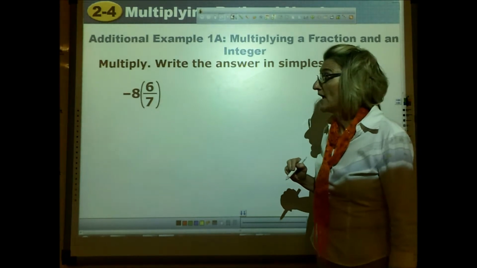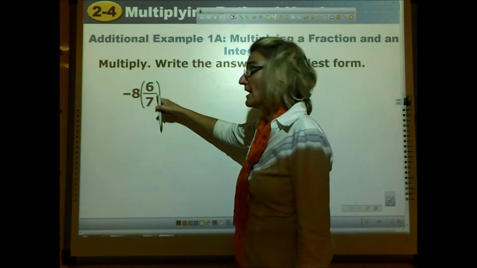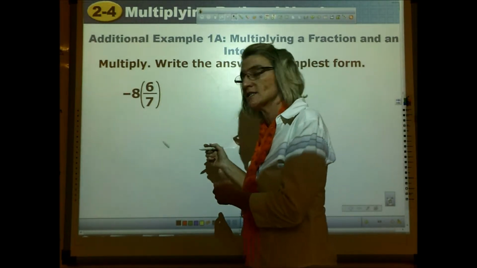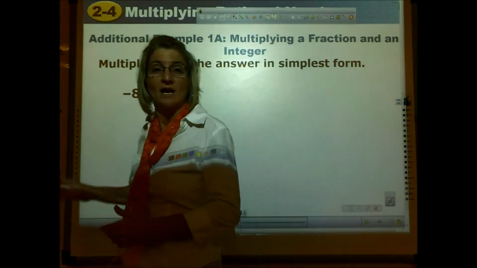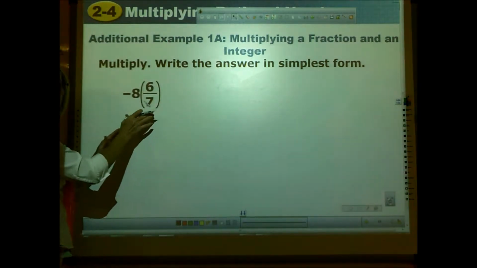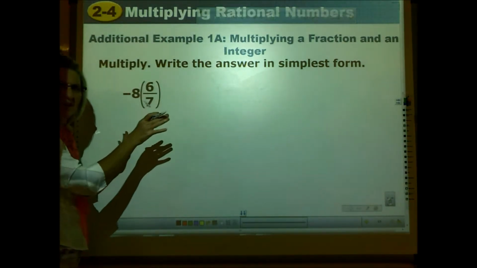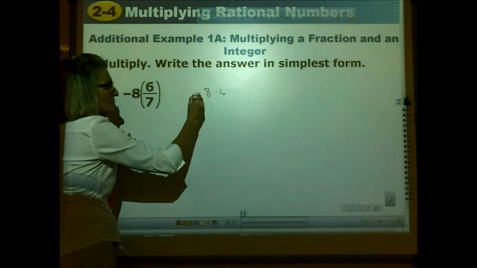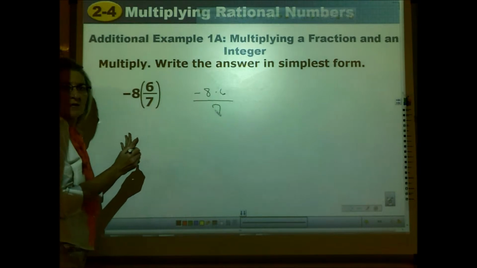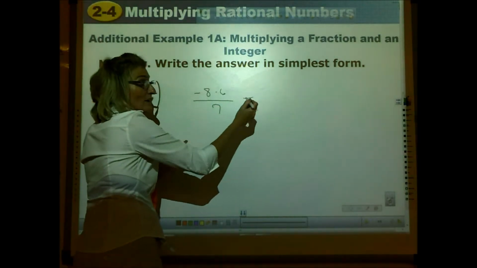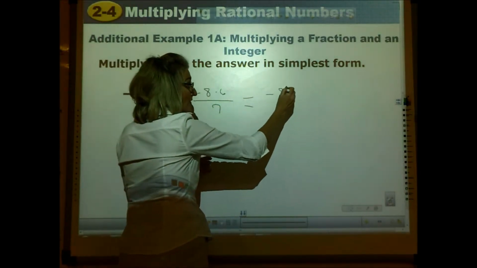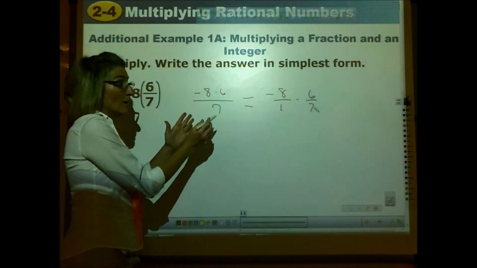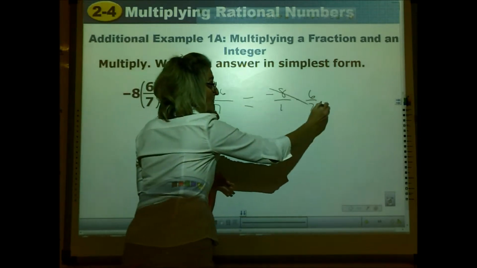Our first problem today is going to be -8 times 6/7. And let me show you the best way to do this. Normally we just take this whole number, -8, and we put it over 1. But we're going to do something a little different. We're just going to leave out the 1. So we're going to take -8 times 6 over 7. Now that's equivalent to this expression, -8 over 1 times 6/7. That's equivalent, but that's not how we're going to do it this year.